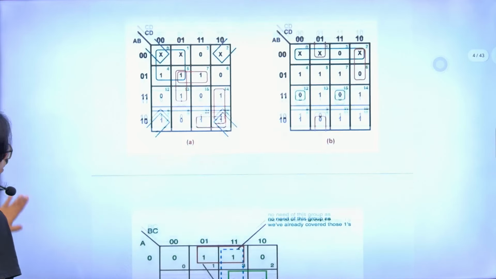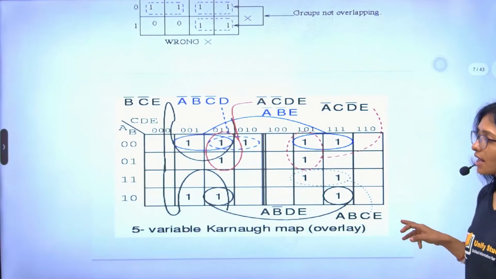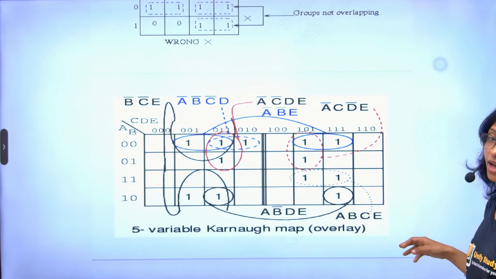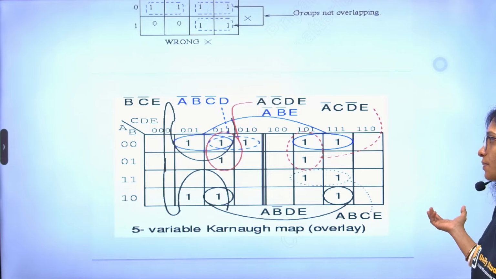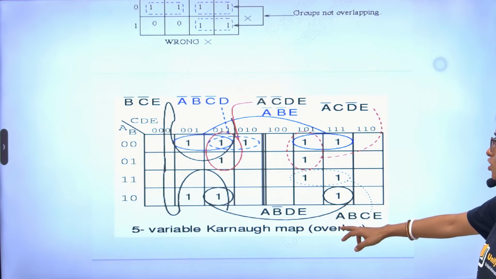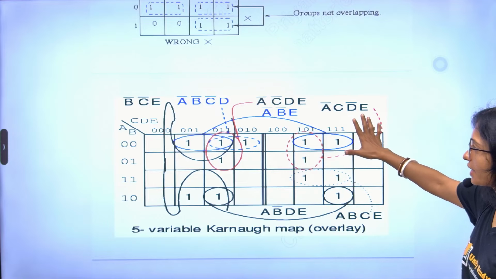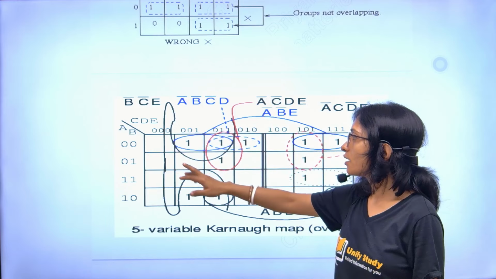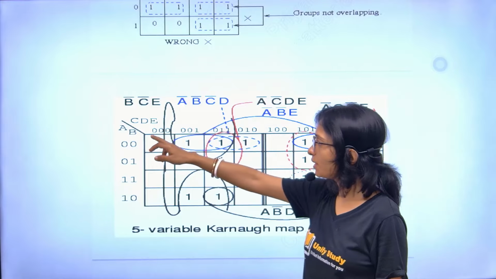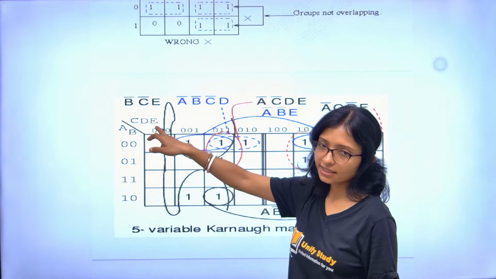Now let's see whether it is clear or not. Only by solving the question can I understand whether your concept is clear. Normally they ask 4 variables, but they can ask you 5 variables or 6 variables also. In the case of 5 variables, you can write it this way. This is 5 variables, AB on one side, CDE on the other side.